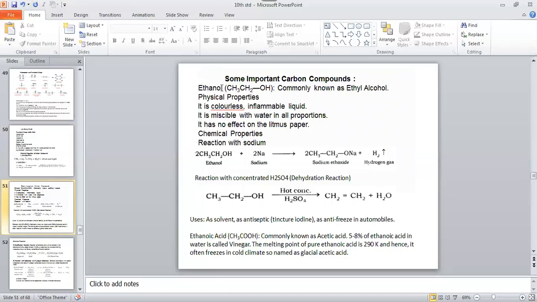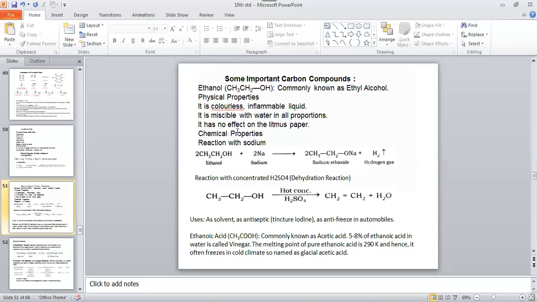Then some important compounds of carbon. First is ethanol. Ethanol has the structural formula CH3CH2OH, commonly called ethyl alcohol. Its properties are: it is a colorless, inflammable liquid. It is miscible in water, meaning soluble in water in all proportions. It has no effect on litmus paper, that is, blue litmus does not turn red and red does not turn blue.